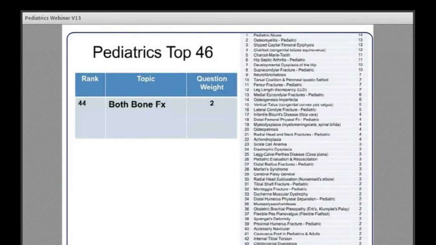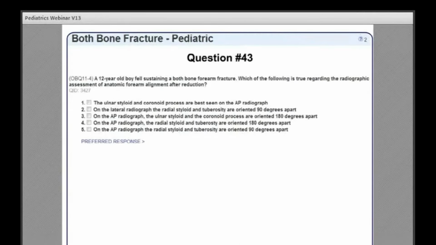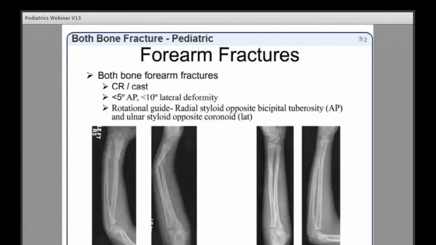Both bone forearm fracture. A 12-year-old boy fell sustaining a both bone forearm fracture. Which of the following is true regarding the radiographic assessment of anatomic forearm alignment after reduction? Both bone forearm fractures are quite common. They can typically be treated closed with closed reduction and casting. It's important to know the criteria to look for radiographically to outline an acceptable reduction.